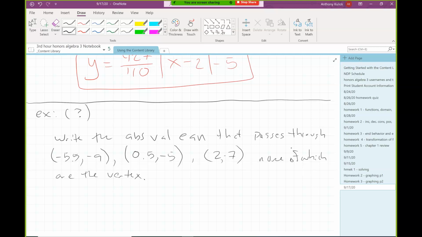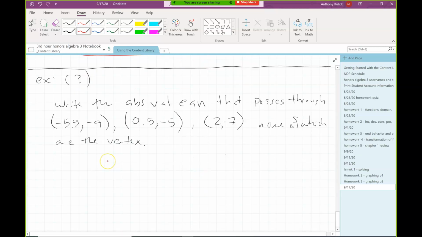3 points should be enough though, right? So what I'm going to do is, this is what I need, this equation. Basically, I need to find 3 variables. I need to solve for an a, an h, and a k. Everybody okay with that idea?